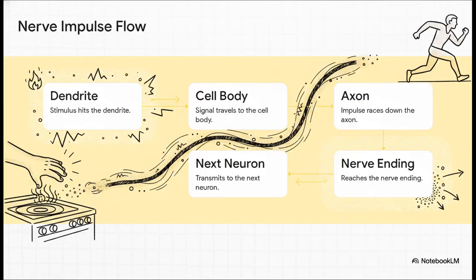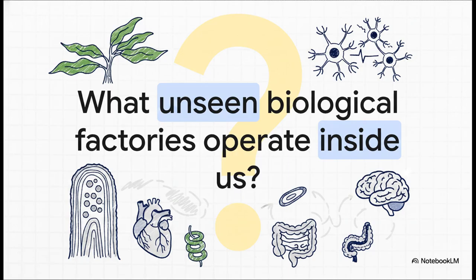Let's map out exactly how that action sequence works. When a stimulus happens, the signal hits the dendrite of the neuron. From there, it travels right into the cell body, then that impulse races down the long axon until it hits the nerve ending, where it basically jumps to the dendrite of the very next neuron. This combination, nerve impulses directly telling muscle tissue what to do, is absolutely fundamental to animal survival. It's what allows us to react instantly to our environment. It's the reason you can pull your hand away from a hot stove in a fraction of a second or sprint away from danger. And that brings us to our final thought for this explainer.